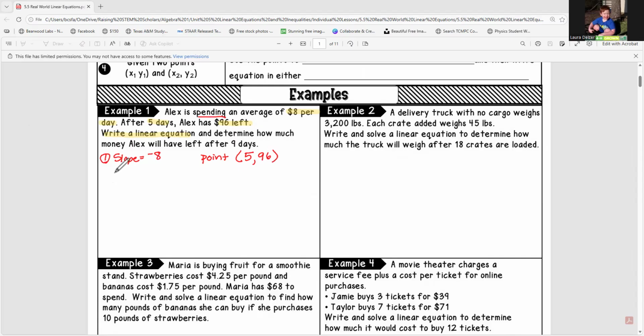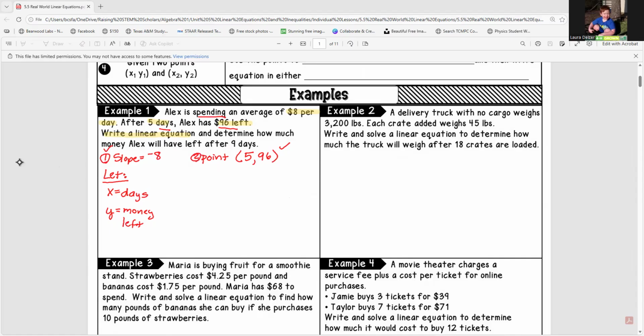I'm going to define my variables with a let statement. This is really good practice to keep everything straight in your head. So my x, we're going to define that as days. And my y, we're going to go ahead and define that as money that's left over. Okay. So we want to write an equation. Well, when we have a slope and a point, we know that we can do point slope form.